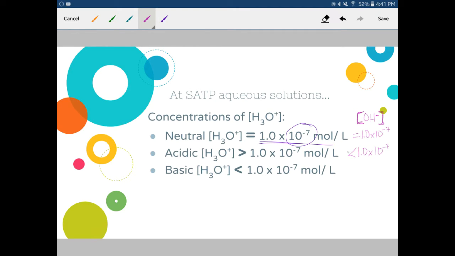So if we're talking about an acid, it's going to be less basic than neutral. It's more acidic than neutral, which also means it's less basic than neutral. Whereas if we're talking about a base, we're going to have a greater concentration than 1.0 times 10 to the negative 7. So we can talk about hydroxide ion concentration as well as hydronium ion concentration.